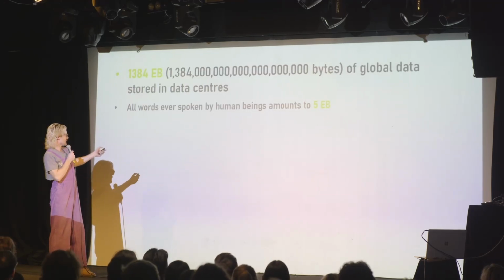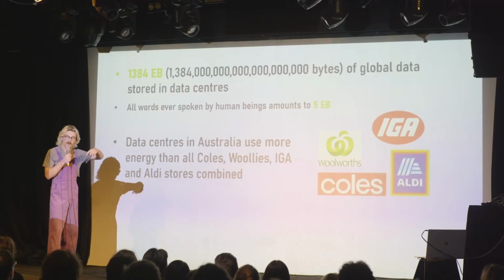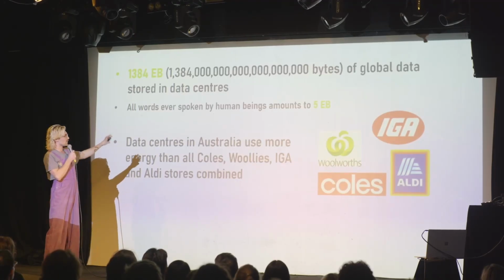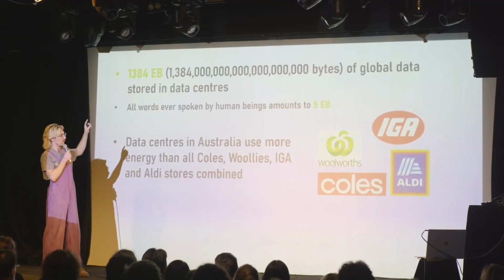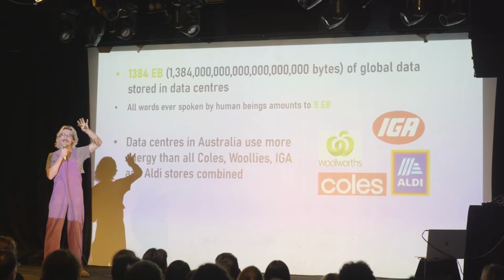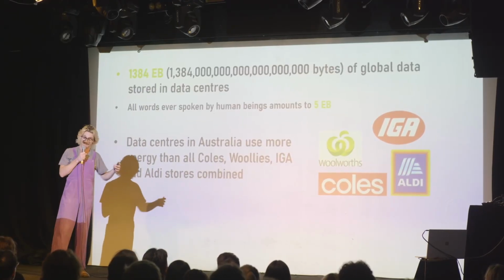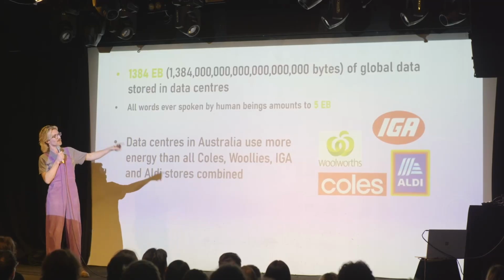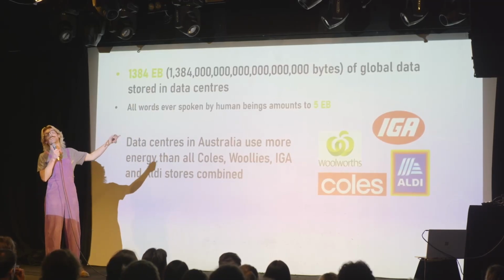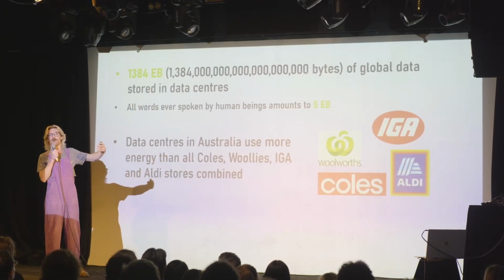And what this translates to is, even if we look just smaller scale Australia, the amount of energy that's used just for data centers is more than Woolies, Coles, Aldi, and IGA combined. The last time I did a similar presentation to this, I used this fact, and it was only Coles and Woolies at that point. I've actually had to update it since then because it's got worse.